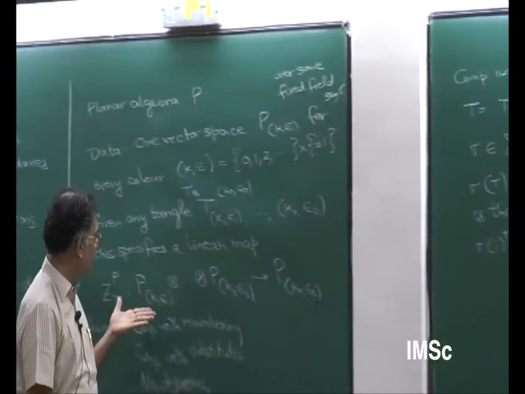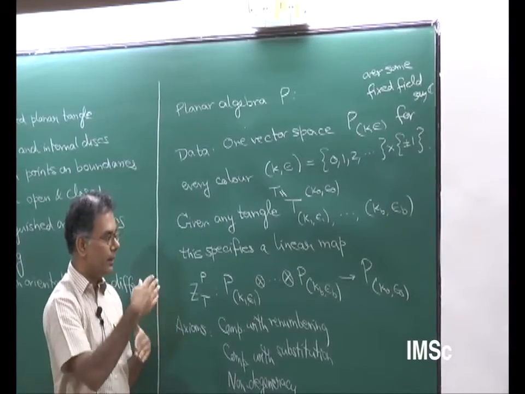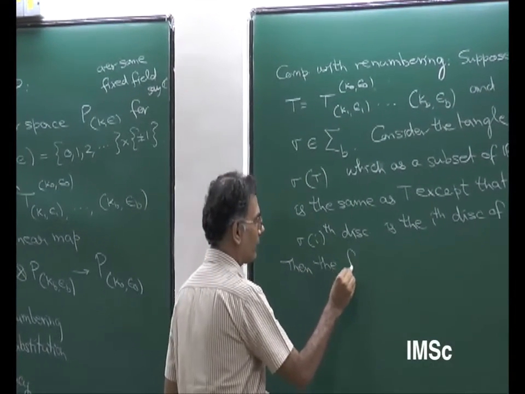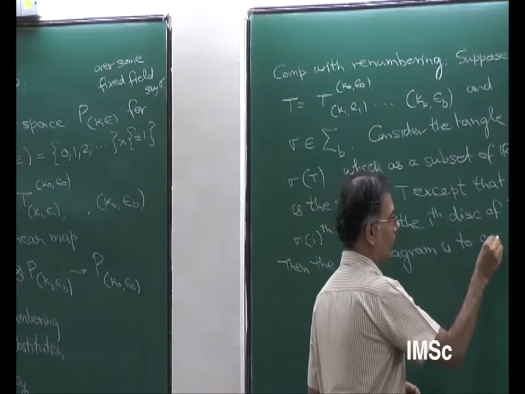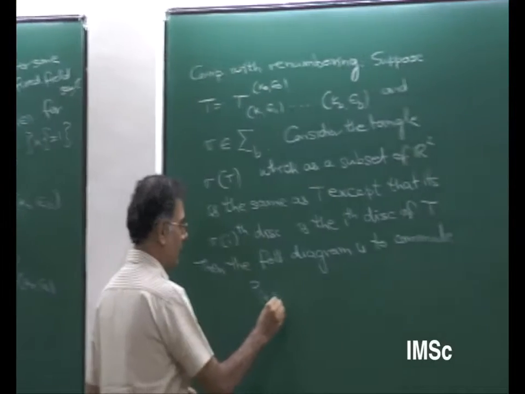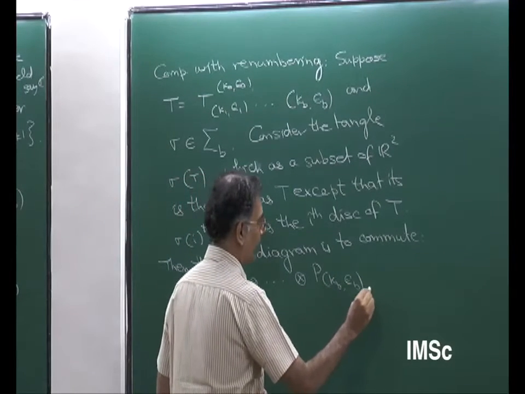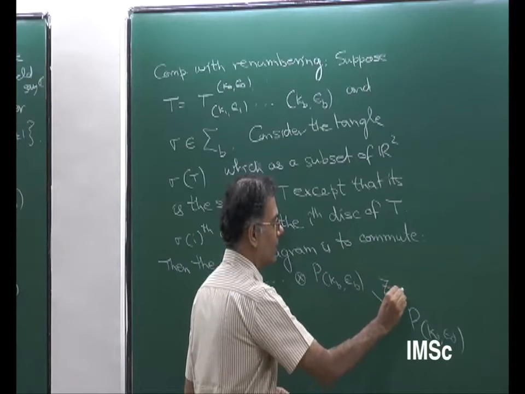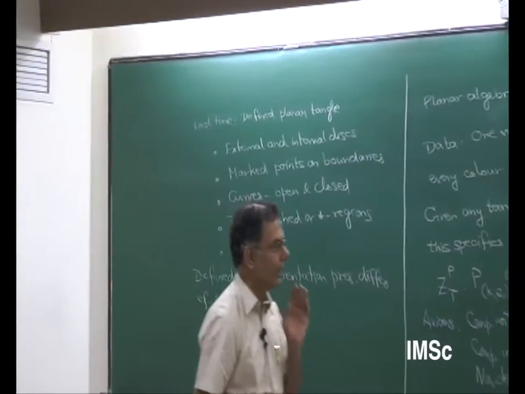Now, the axioms of a planar algebra for T will give you one such map, and for sigma T will give you another such map, and this renumbering compatibility asserts some compatibility between these two maps. Then the following diagram is to commute. And what is this diagram? So let's first take P_{k_1,epsilon_1} through P_{k_b,epsilon_b}, to P_{k_0,epsilon_0}. You have such a map which is Z_T. Now sometimes as the planar algebra is understood, we won't write the P on top. Z_T means for the planar algebra P. So we have this map Z_T.